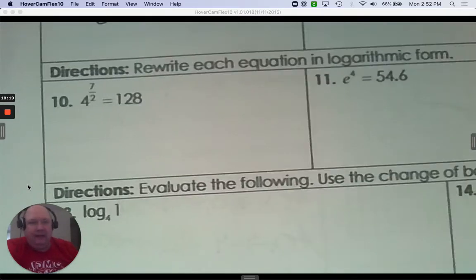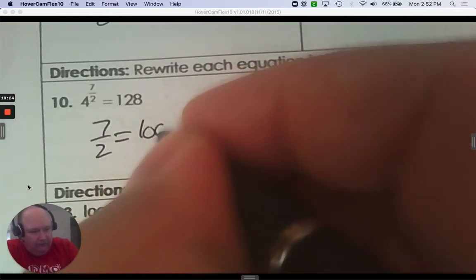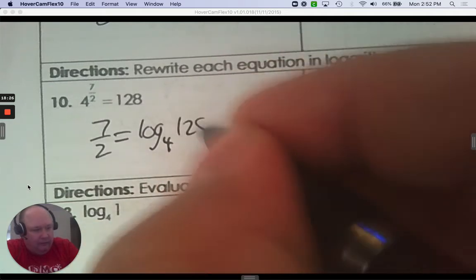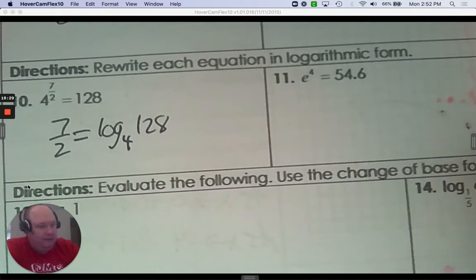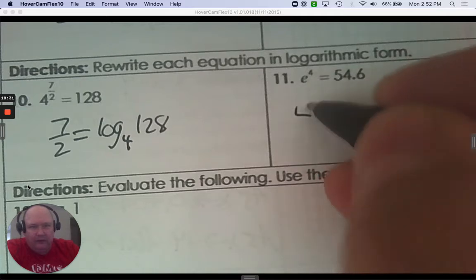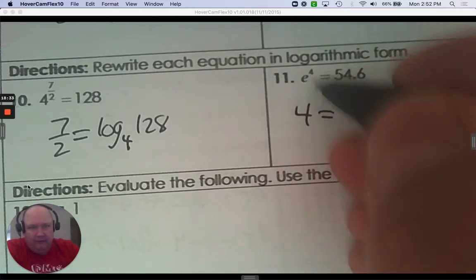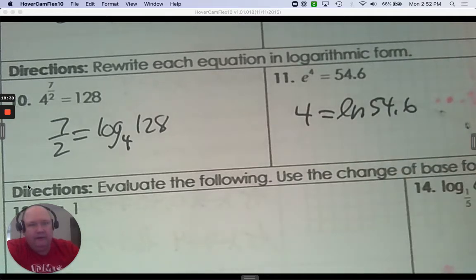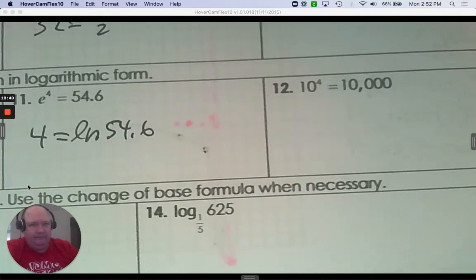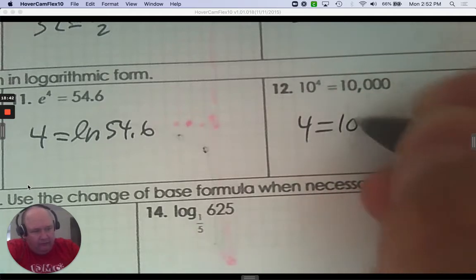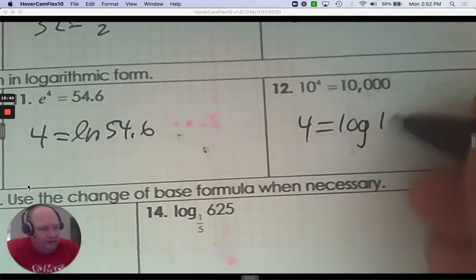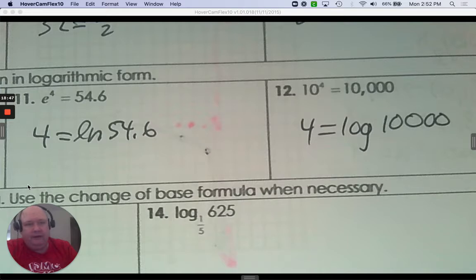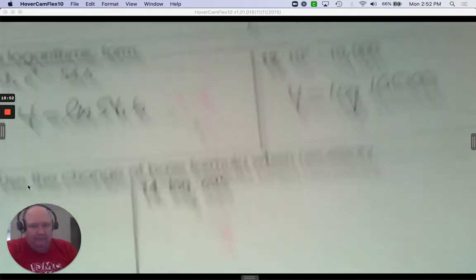Number 10, can you write it in logarithmic form? So the exponent is 7/2. The logarithm has a base of 4 and then 128. Here, the exponent is 4. The logarithm has a base of e. That's ln and then 54.6. Number 12, this is a common logarithm. So all I have to do is write down log 10,000 and it's done. I don't need the base 10 there because it's called a common logarithm.